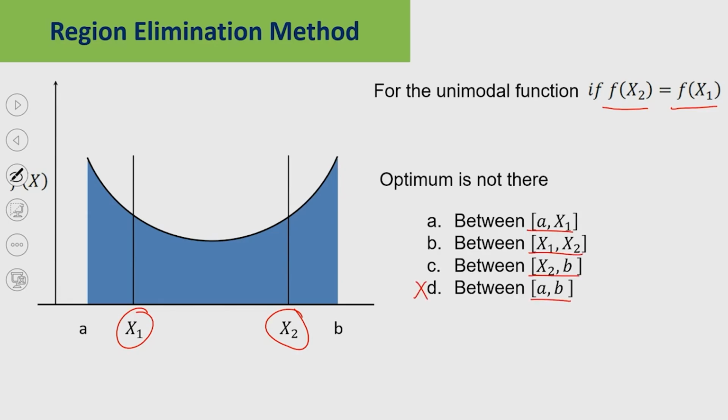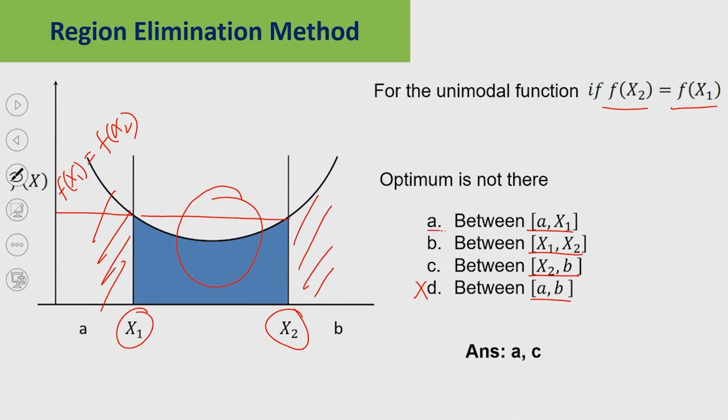Now, in this case, whatever value you are getting is the same, f(x1) is equal to f(x2). Therefore, optima is not there in this particular region and optima is not there in this particular region. So, optima is somewhere here. Therefore, the correct answers are a and c.